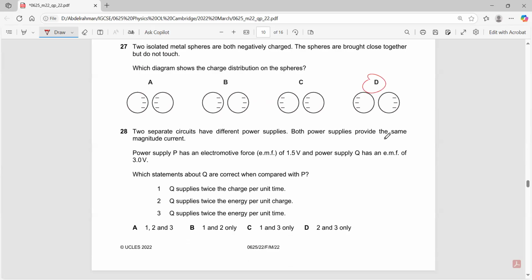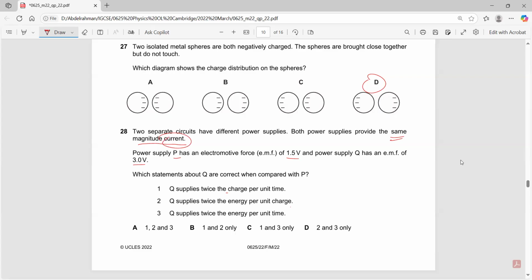Two separate circuits have different power supplies. Both power supplies provide the same magnitude of current. Power supply P has an electromotive force of 1.5 volts. Q has an electromotive force of 3 volts. Which statements about Q are correct when compared with P? Q supplies twice the charge per unit time. Charge per unit time, isn't that the current? I equals Q over T. Twice the current? Aren't they the same current? Yes, they are. So one is wrong.